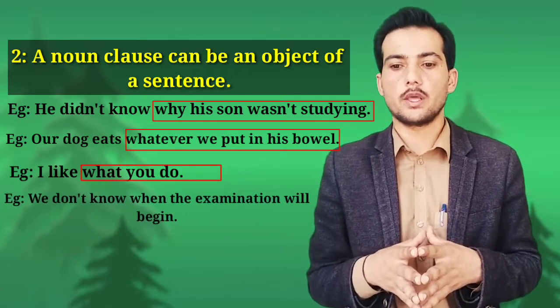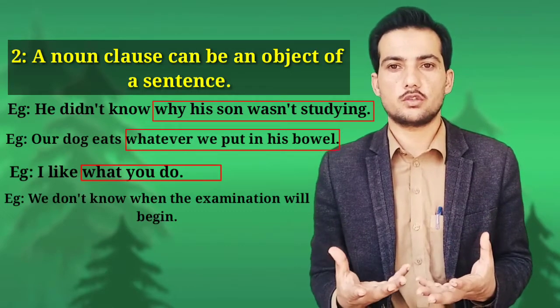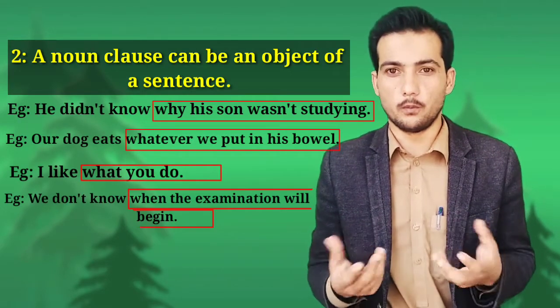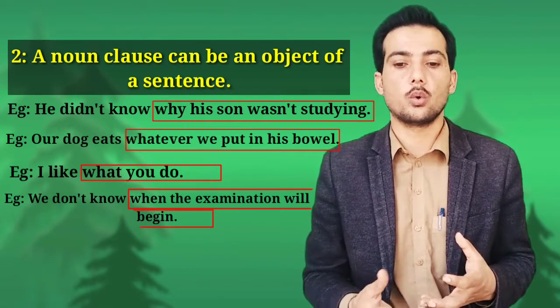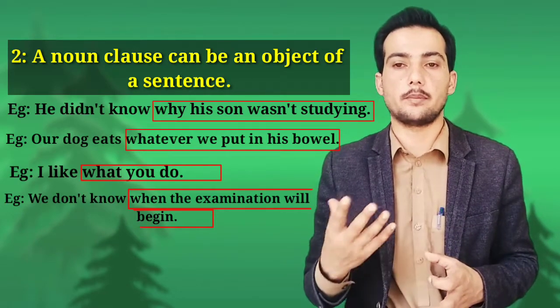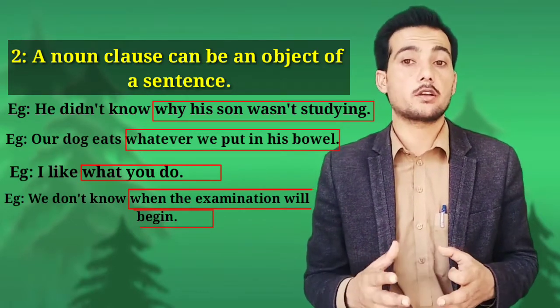We don't know when the examination will begin. So we don't know what? We do not know when the examination will begin. So again, when the examination will begin is a noun clause, and here it functions like an object of a sentence.